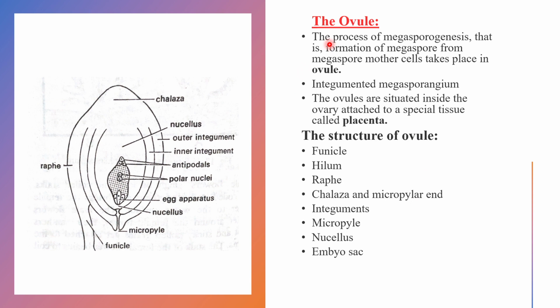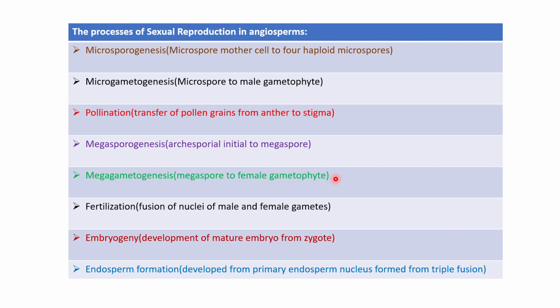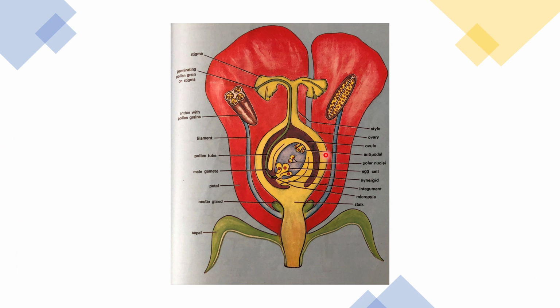The process of megasporogenesis, that is the formation of megaspore from megaspore mother cells, takes place in the ovule. This is the ovule, and the process of megasporogenesis takes place here. This is known as an integumented megasporangium because it has two integuments, the outer integument and the inner integument. The ovules are situated inside the ovary. This is the ovary, this is the ovule. The ovule is situated inside the ovary, and it is connected through the placenta.